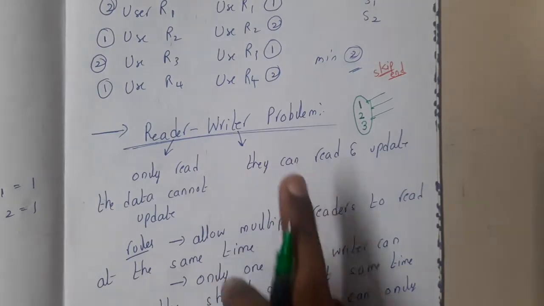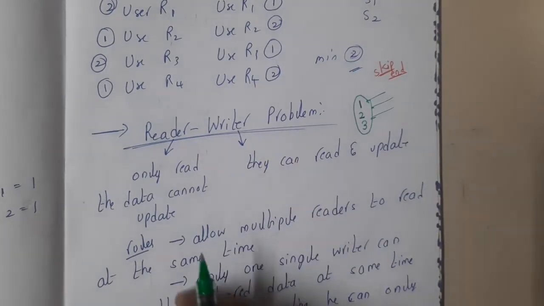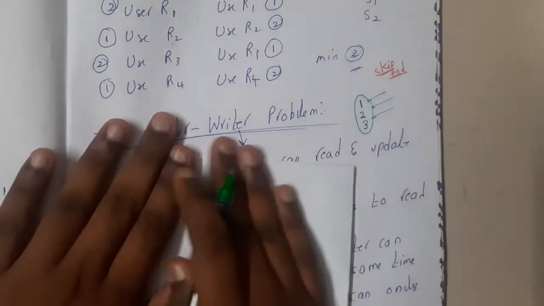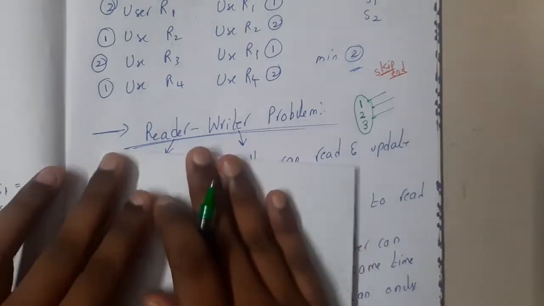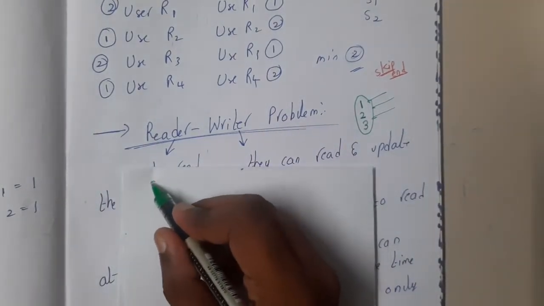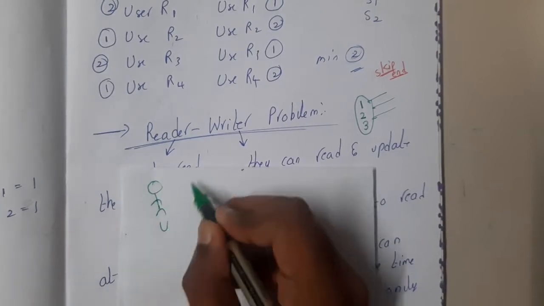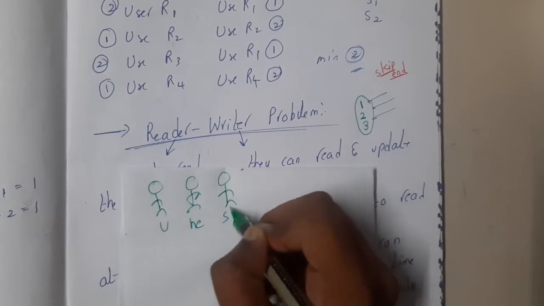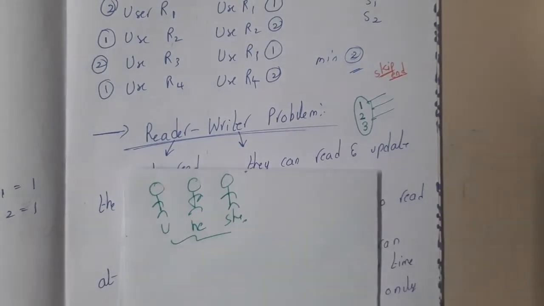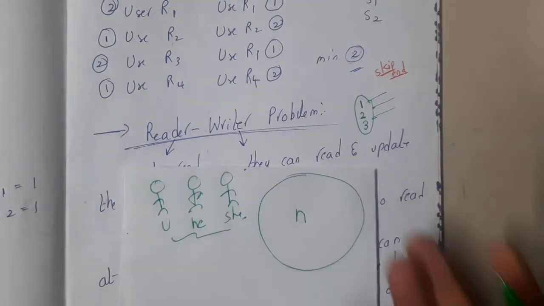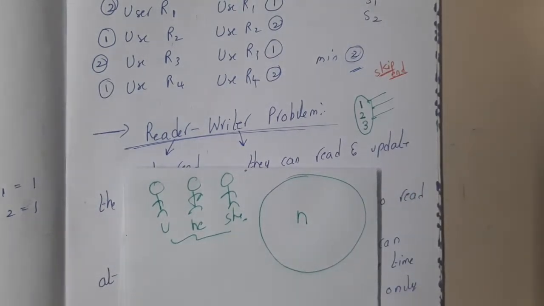So what is the reader-writer problem, guys? Assume that you are the owner of a website, and this is your website. Assume that there are a total of three members or partners on your website. You are one, and he is the other guy, and she is the other girl. So these are the three members. And there are n number of audience members. We don't know how many audience members there will be for a website, right? So there are n number of audience members.